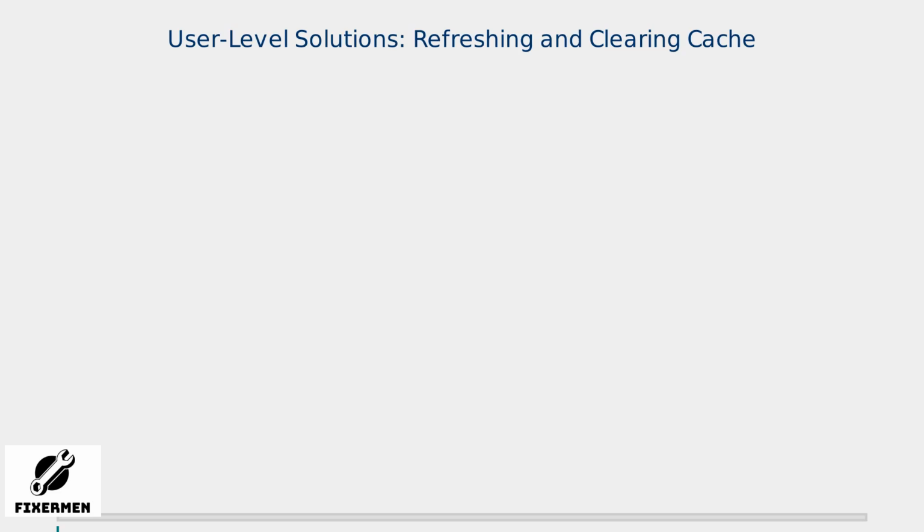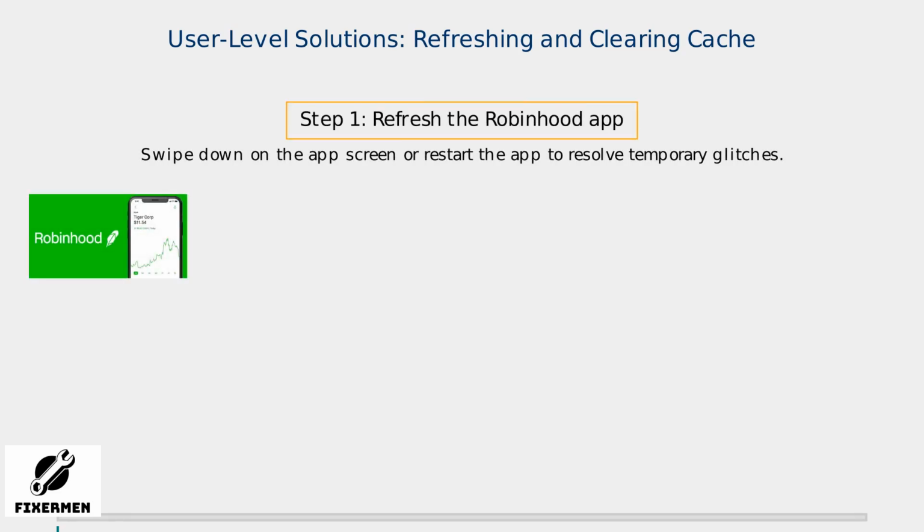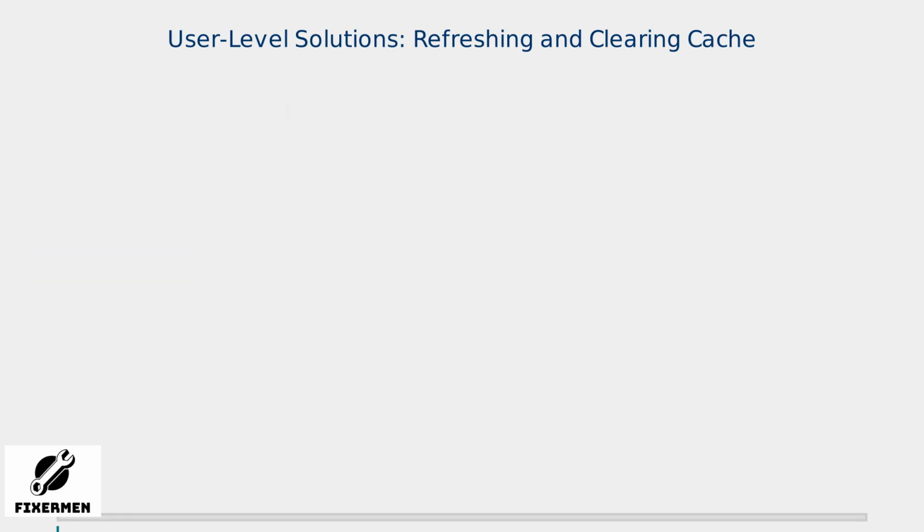When you encounter a 500 error on Robinhood, start with basic user-level fixes. First, try refreshing the app by swiping down on the screen or restarting it completely. This can clear temporary glitches causing the issue.